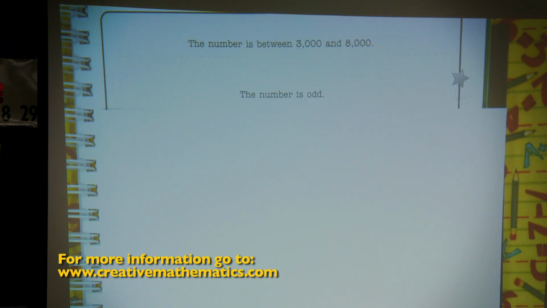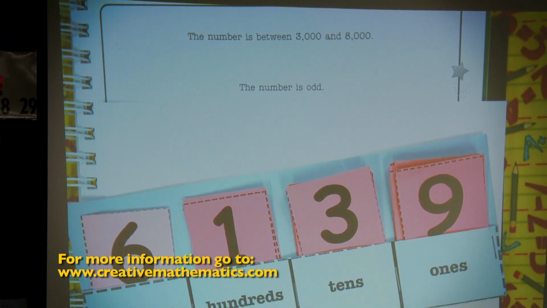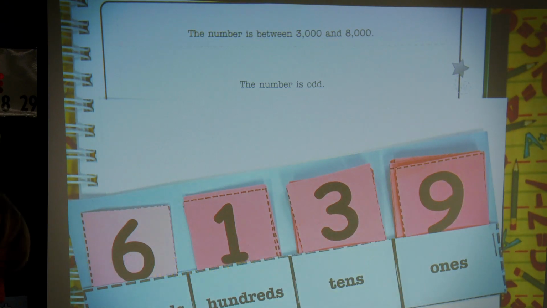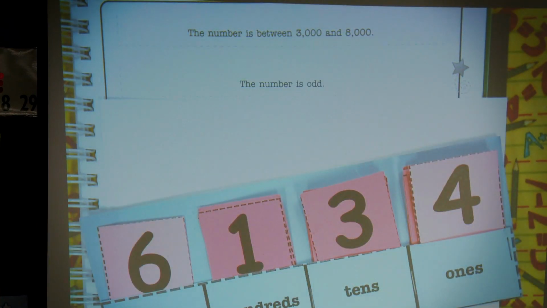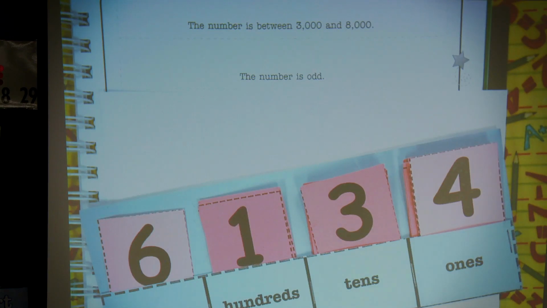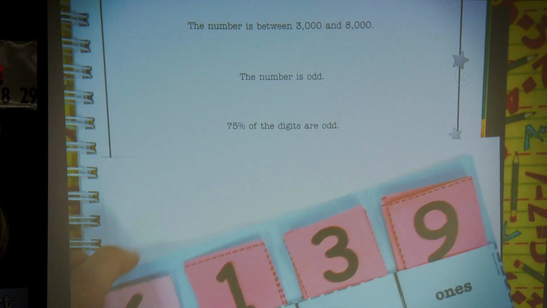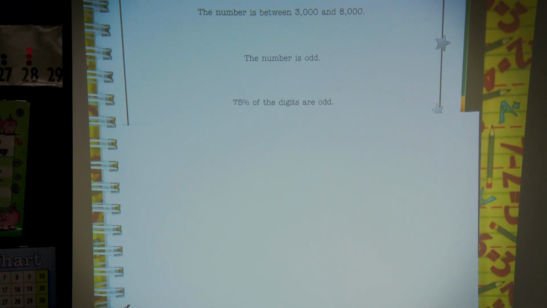The number's odd. Is my number odd? Absolutely. So I really don't have to adjust. But if a child had placed this digit card, would they have an adjustment to make? Yeah, that makes a number that is even. So they'd have an adjustment to make. The next clue, definitely a higher level thinking clue.